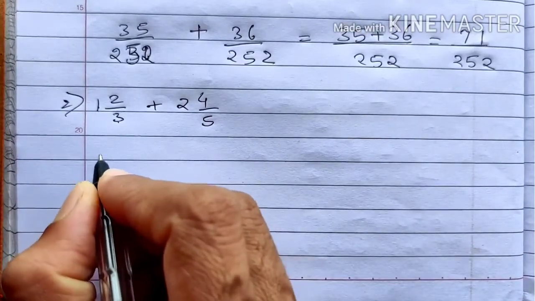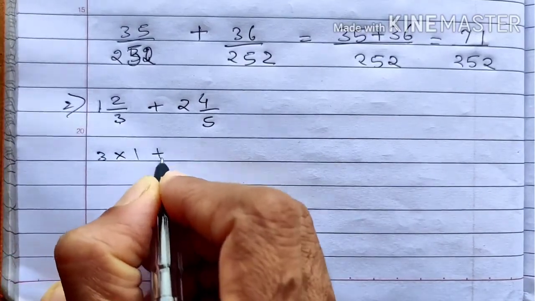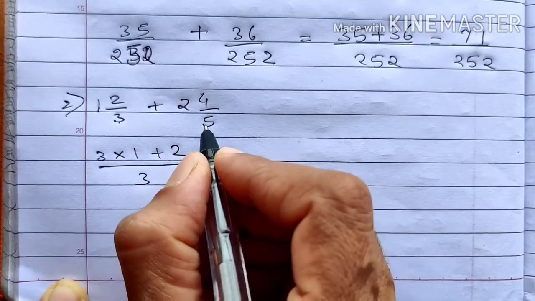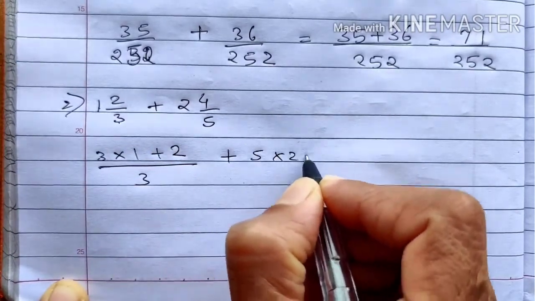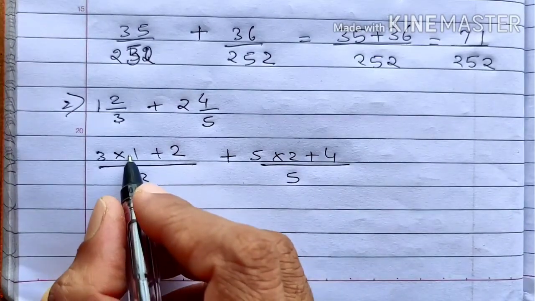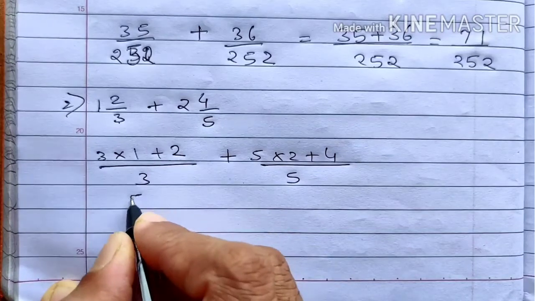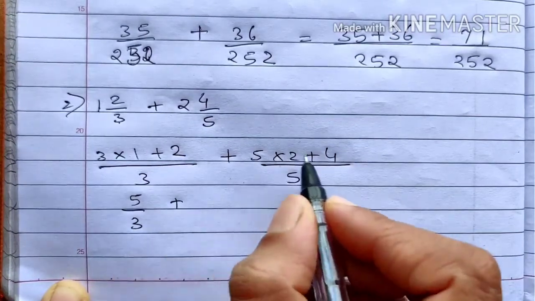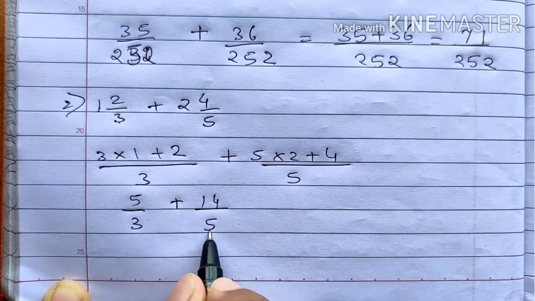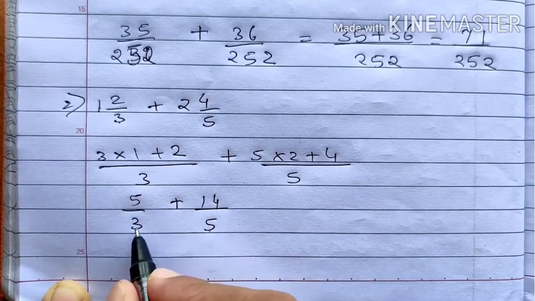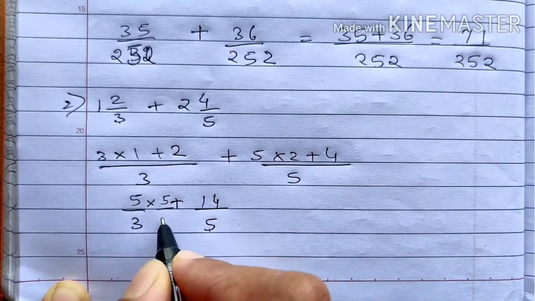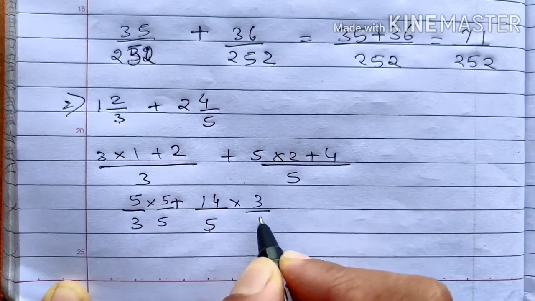So to convert it, you will write 3 into 1 plus 2 upon 3 plus the same thing here, 5 into 2 plus 4 upon 5. So that gives you, first multiply, 3 plus 2 will be 5 upon 3 plus 14 upon 5. Again you have to make the denominators equal. Now since both these are prime numbers, you can directly multiply, right? So you multiply by 5 here and you multiply by 3 here.